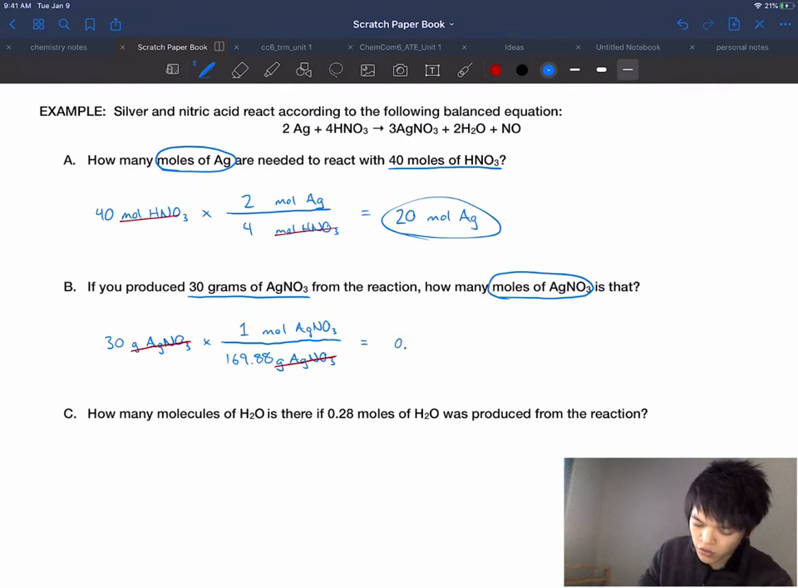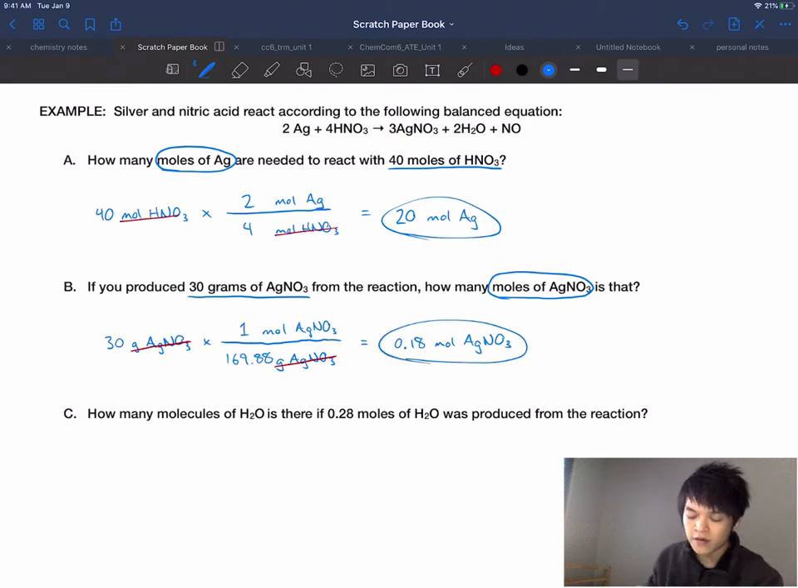So 0.18. And the unit, again, if you ever forget, it's the unit that we didn't cancel out. We have 0.18 moles of silver nitrate. That is how many moles there are in 30 grams of silver nitrate. All right? So that's our final answer right there.